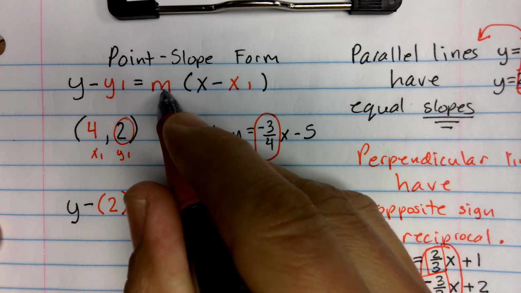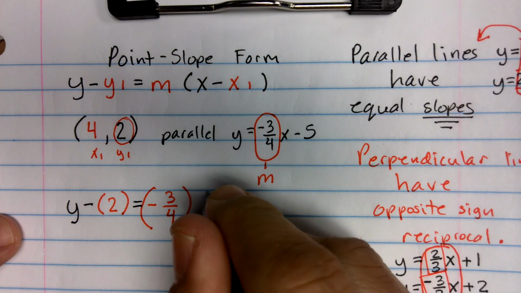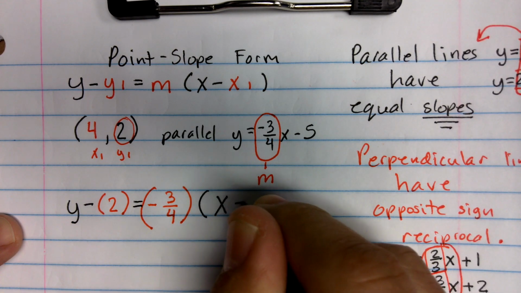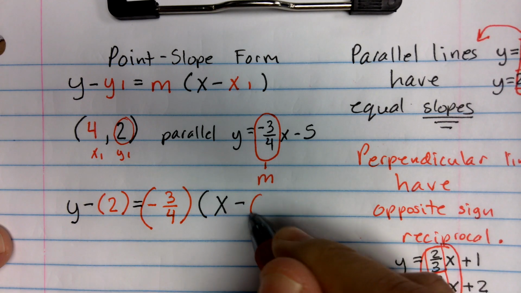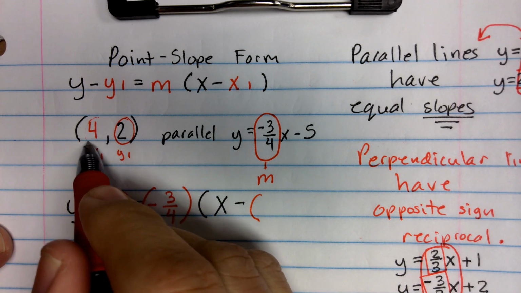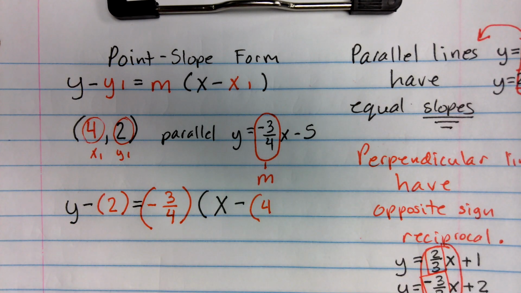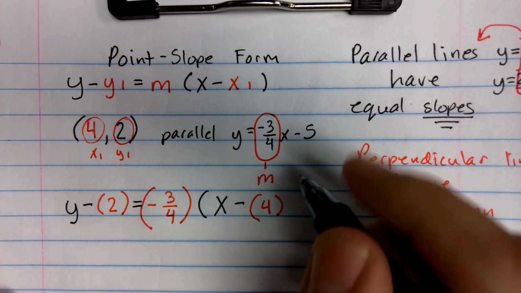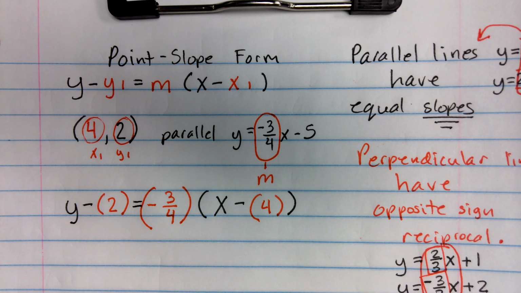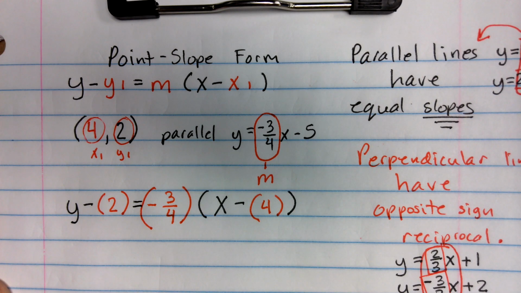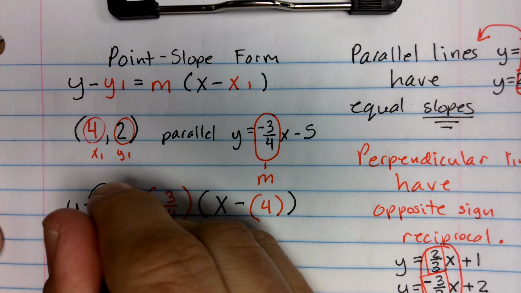So I'm substituting that for m. And then I'm going to go ahead and put x minus my x1. And in this case, my x1 is going to be positive 4. That was out of the ordered pair that they gave me. And now we're just going to do some distributive property real quick. And we'll leave it because it says write it in point slope form. So we're going to leave it in point slope form. But I'm going to distribute this negative sign.